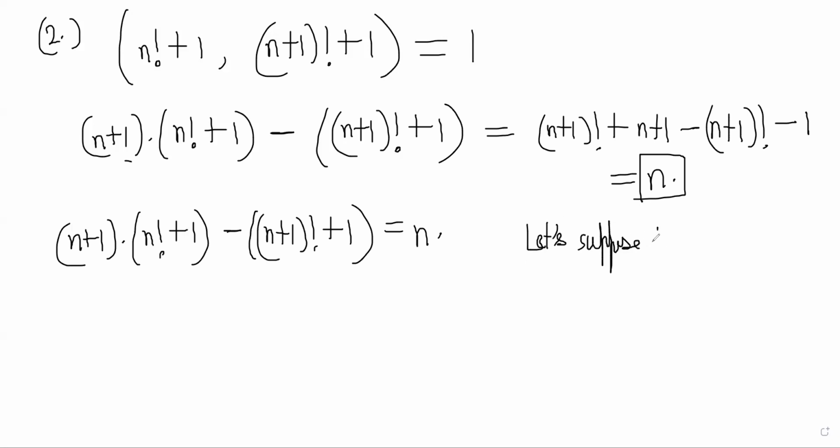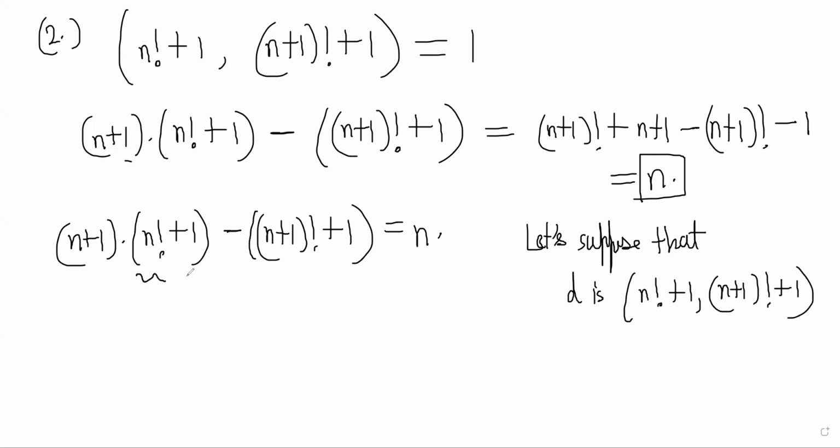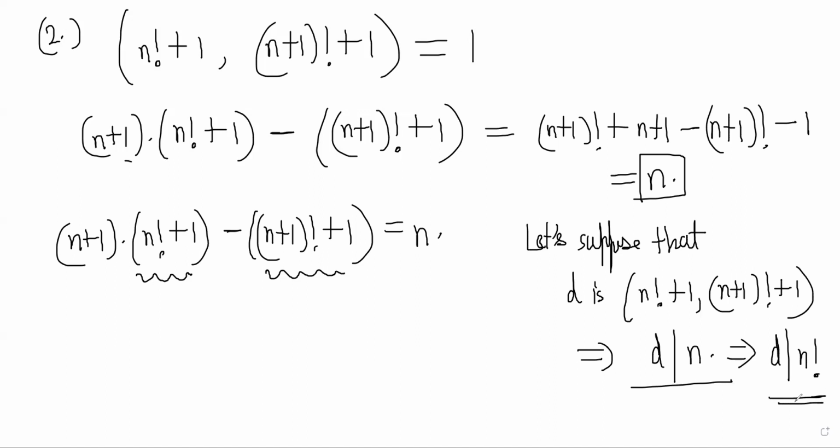Now let's suppose that d is the GCD of n factorial plus 1 and (n plus 1) factorial plus 1, right? Then d divides this term and d also divides this term. So d definitely divides the LHS. So therefore, d should divide n, right? Great. So since d divides n, we know d should divide n factorial, right? Correct.